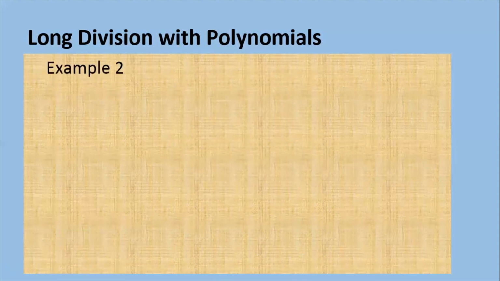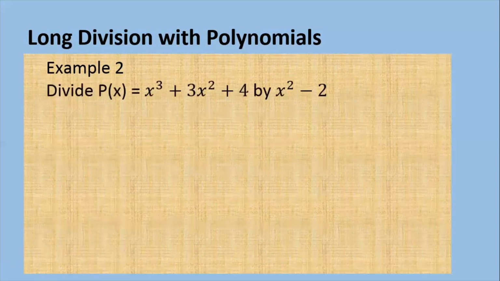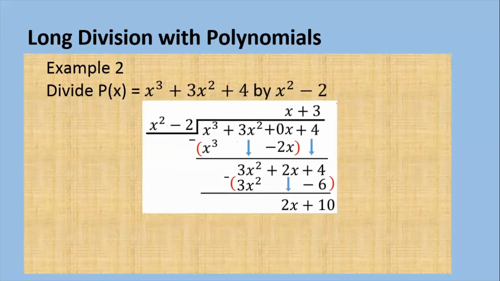Let's take another example. Look at this one. Now, divide p of x, which is equal to x cubed plus 3x squared plus 4, by x squared minus 2. How are we going to do it? Well, you will write it as the division. So that's x cubed plus 3x squared. Here you will see that I have put 0x. Why? Because here you don't have any x. So just put it here, 0x plus 4.